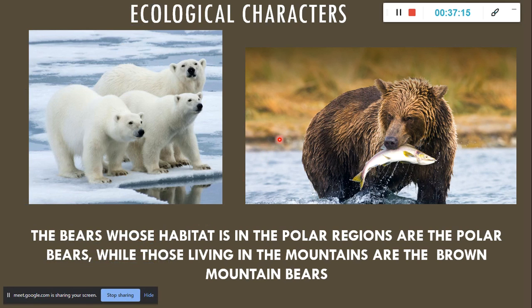Then you have the ecological characteristic. These are the polar bears. They live in the poles on ice and very cold climate. Their habitat is different. And then you have the grizzly mountain bear, brown bear, which live on mountains and in forests of the mountains. So there you can divide these 2 bears.